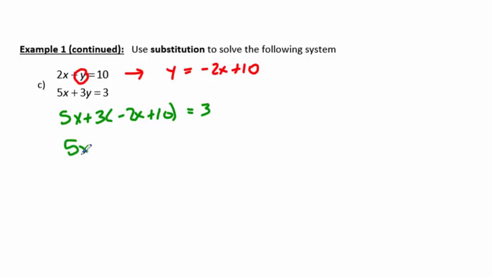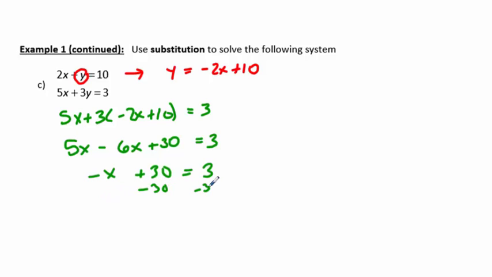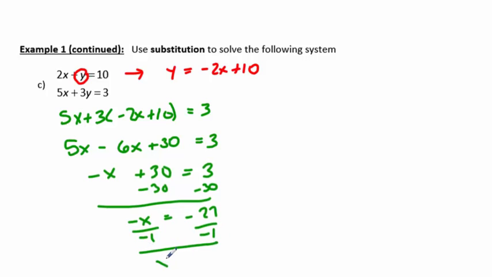So that gives us 5x minus 6x plus 30 equals 3. Or, combine like terms, negative x plus 30 equals 3. So, if you subtract 30 from both sides, you'll get negative x equals negative 27. And then divide by negative 1. You got your value of x. X is 27.